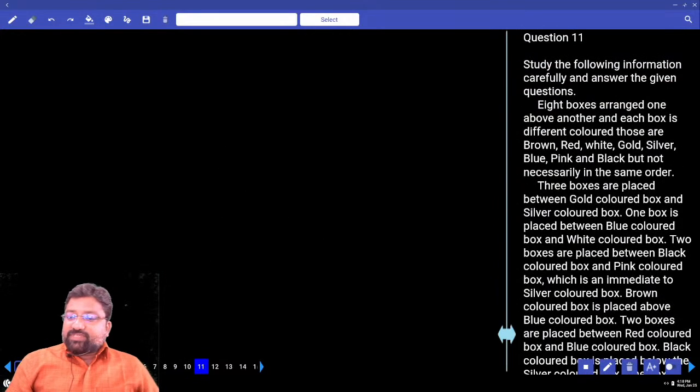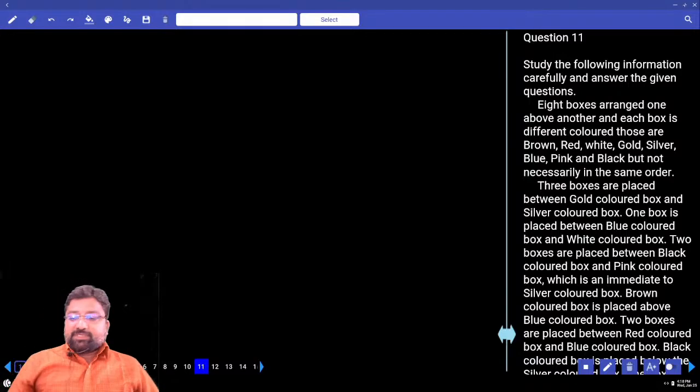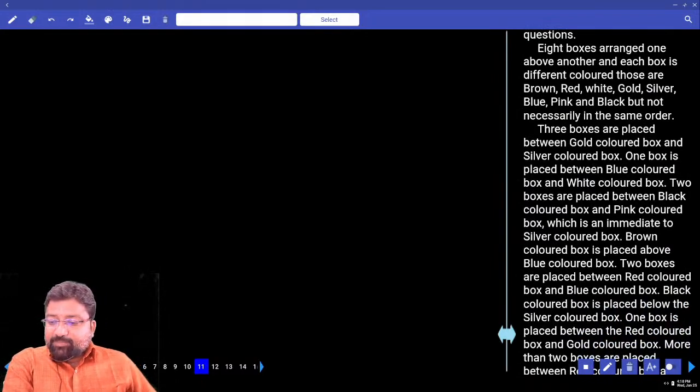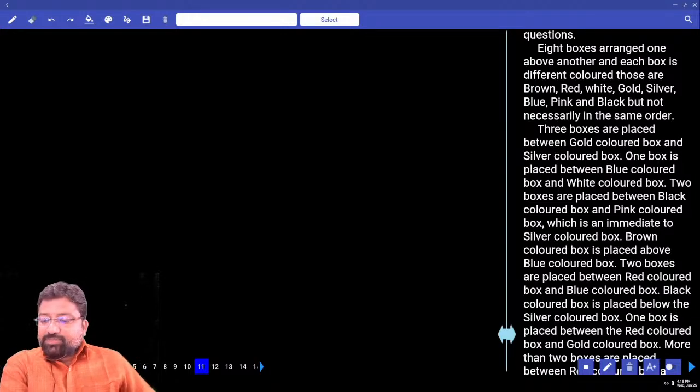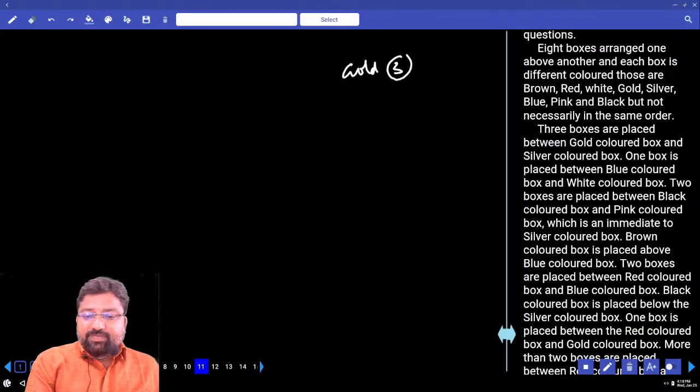Chalo, let's go for the next puzzle. 8 boxes are arranged one above the other, and each box is of different color. Those are brown, red, gold, white, silver, blue, pink, and black, but not necessarily in the same order. How many boxes are here? 8 boxes. 3 boxes are placed between gold and the box which contains silver. 1 box is placed between blue and white colored box. 3 boxes between gold and silver.